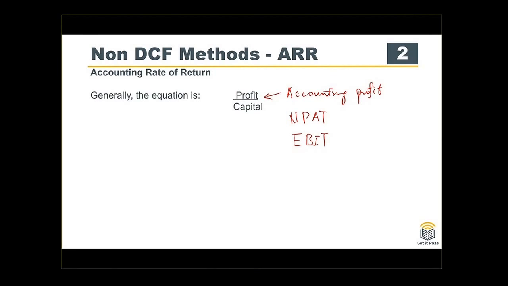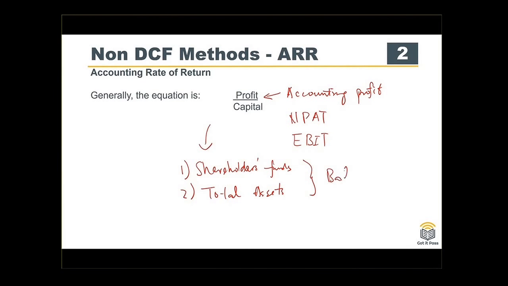It's not clear in this simple method. Also capital, what is capital? What does capital mean? Capital can mean, for example, shareholder funds, or capital can mean total assets, maybe. All these figures, no matter shareholder funds or total assets, where are they from? Where can you find the numbers? They are from the balance sheet or financial statement, right?